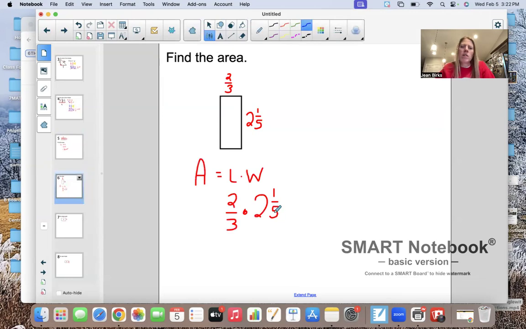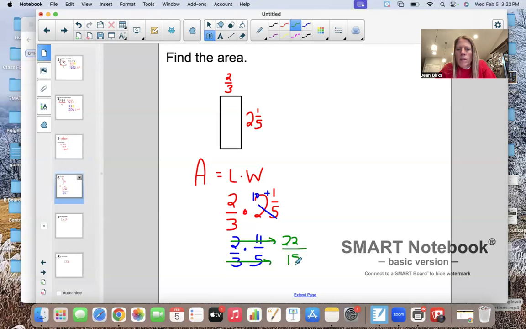Remember your strategy for changing a mixed number to an improper. You take 2 times 5, which is 10, and 10 plus 1 is 11. So this converts to 11/5. But we're going to keep the other fraction as 2/3. And when you multiply fractions, you multiply straight across. So 2 times 11 is 22. And 3 times 5 is 15.